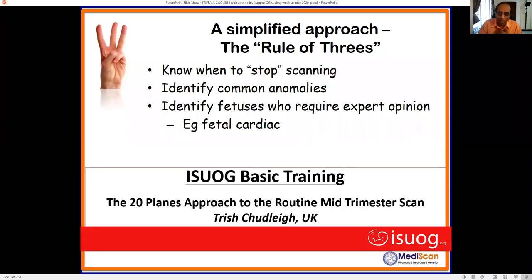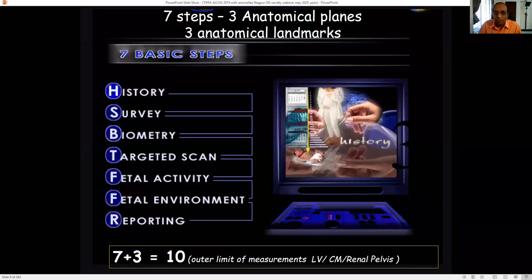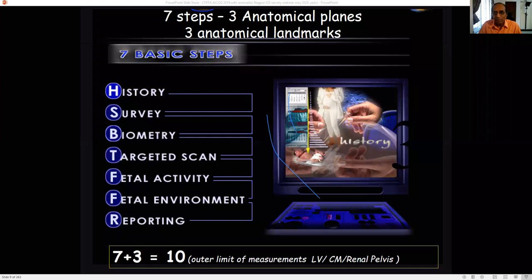So ISUOG came up with this basic training program. It is now entirely available online. And in that, one of the lectures is the 20 plane approach, as we call it. But almost in the year 1995, we evolved a method called the 7+3=10 approach.